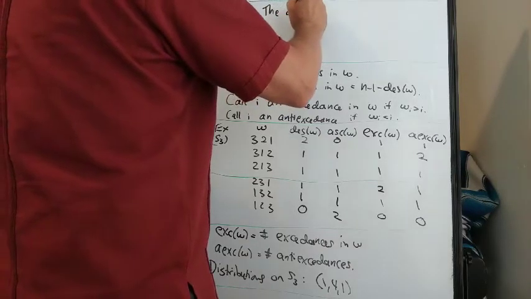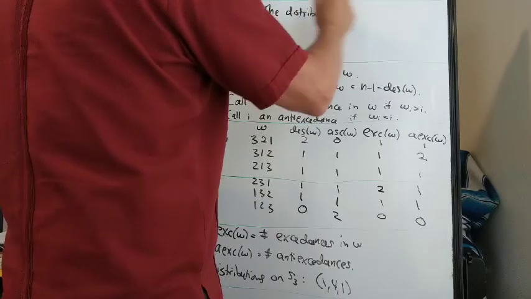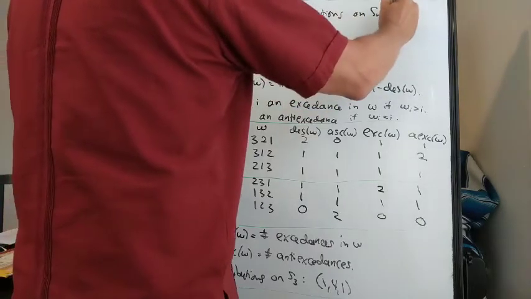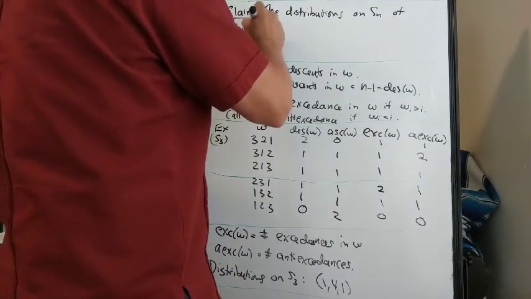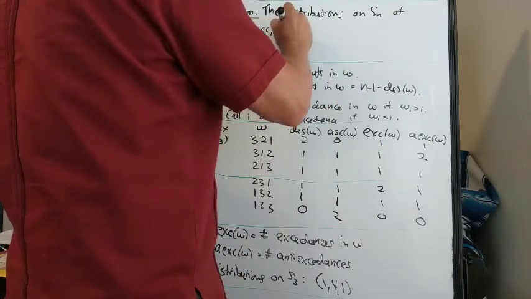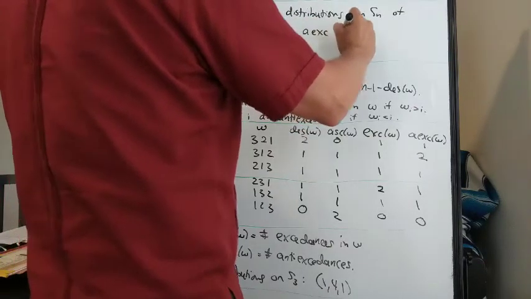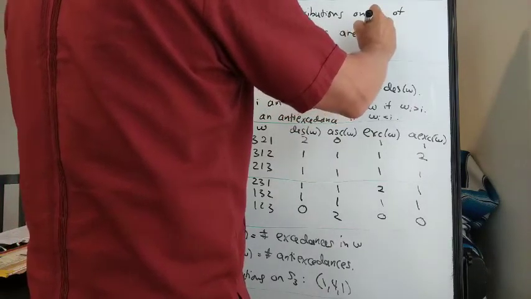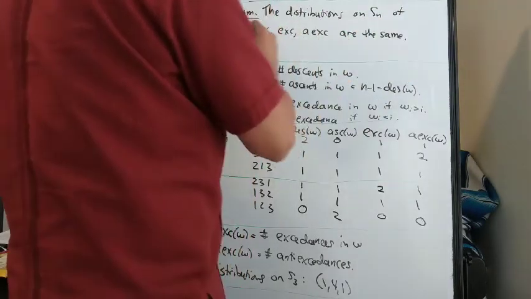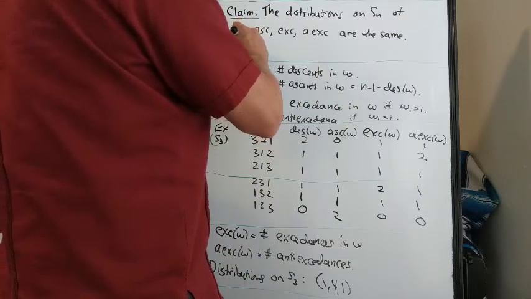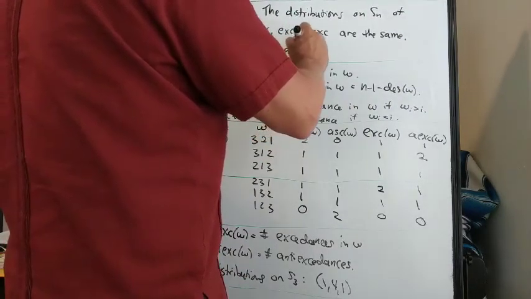The distributions on Sn of descents, ascents, exceedances, and anti-exceedances are the same. So we say they are equally distributed.